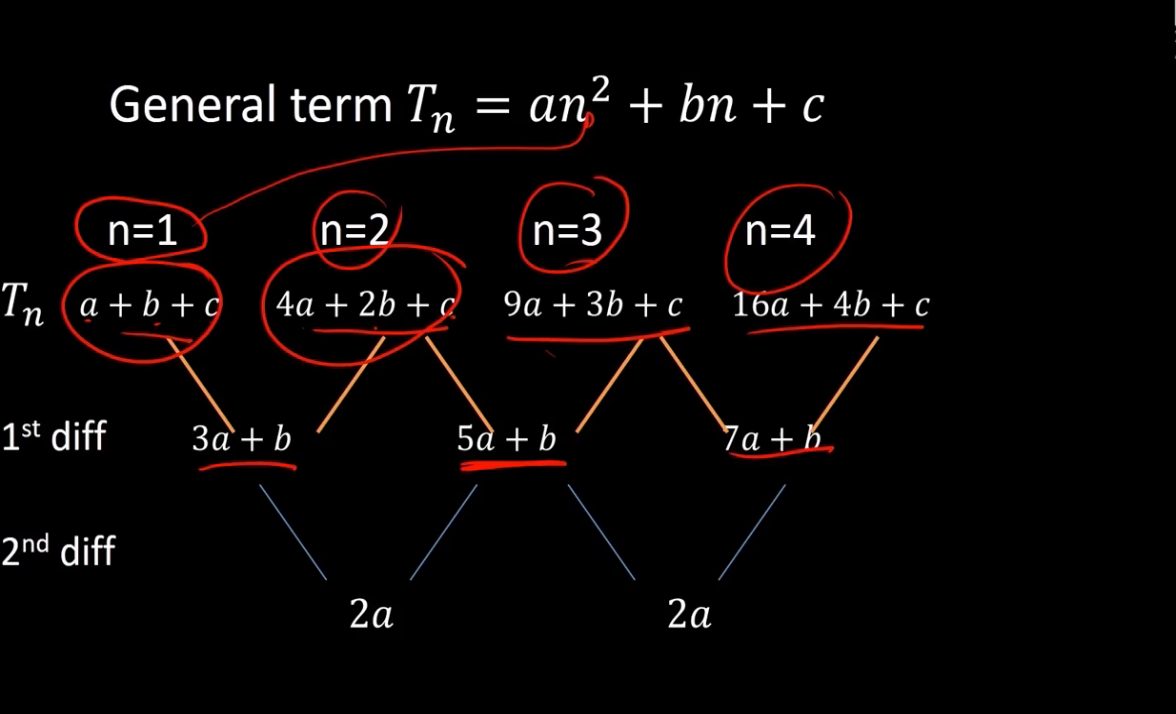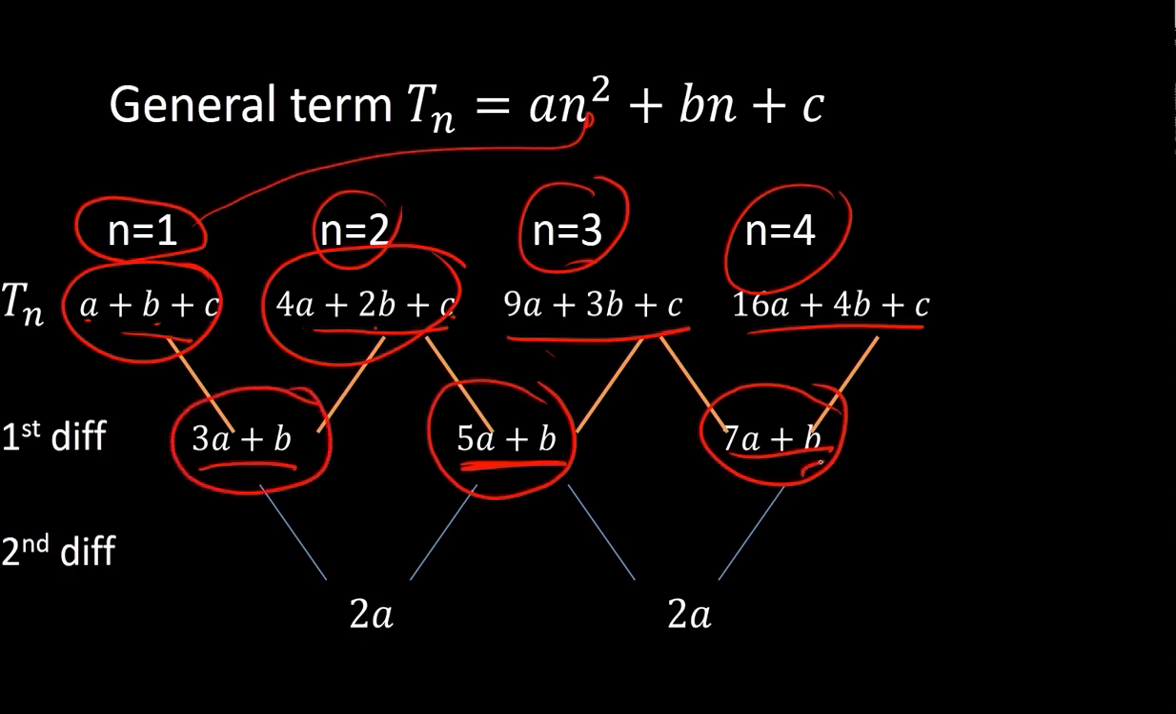Okay, to find the second difference, you now find the differences between the first differences. So you say 7a plus b minus 5a plus b, you get 2a, and then 5a plus b minus 3a plus b, you get 2a.